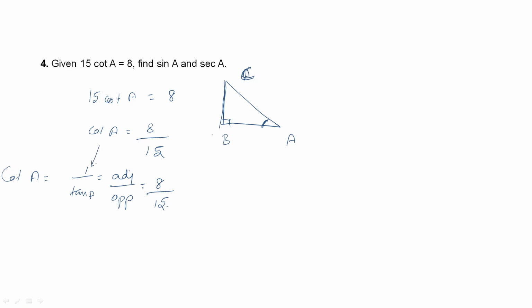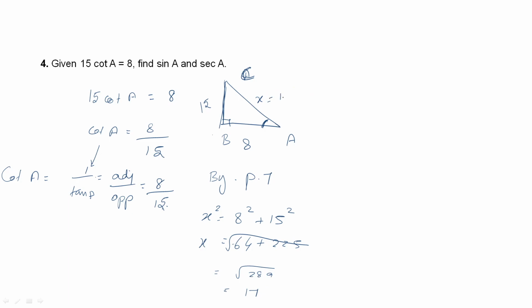Can you understand? Cot A is 1 by tan A. 1 by tan A is nothing but adjacent by opposite, which is given as 8 by 15. So that means for angle A, the adjacent AB is 8, and the opposite which is given is 15. Okay, so 8 and 15 is given. This is unknown, so this we can find by Pythagoras theorem. You have to write by PT. So x square, hypotenuse square, is equal to sum of the square of the other two sides, 64 plus 225. So this is 289, and x will become 17.